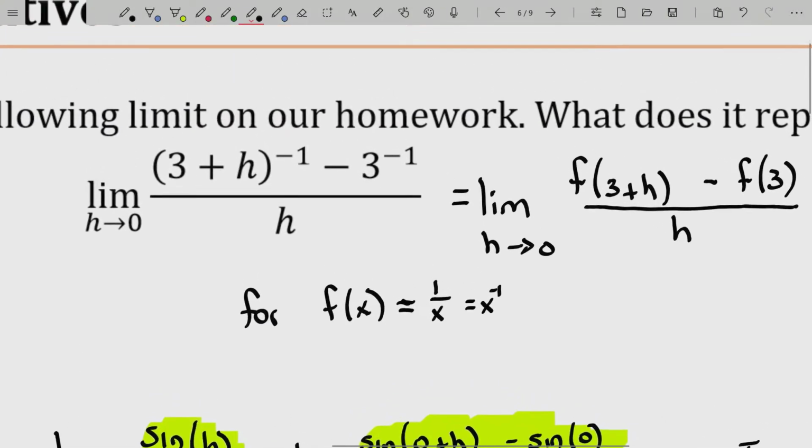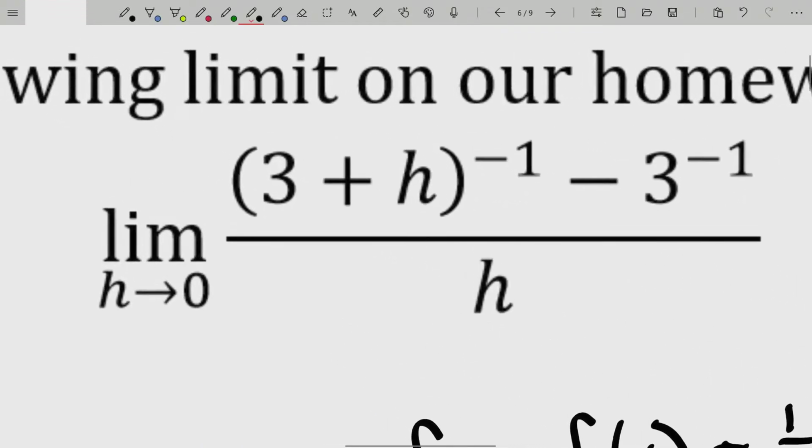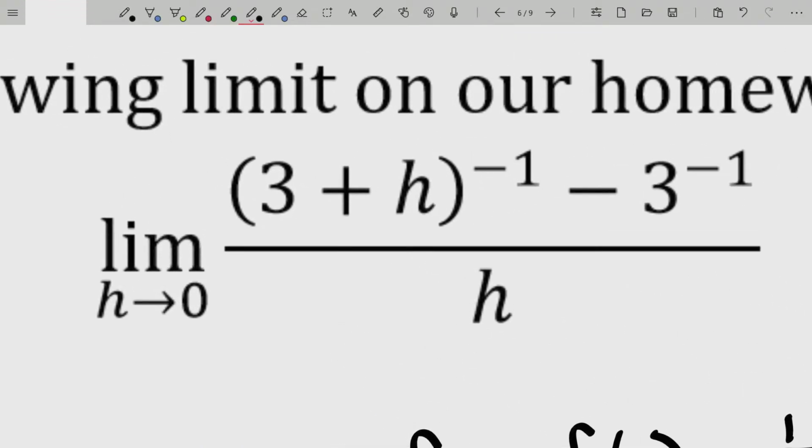Main thing to note here is when you're handed a limit like this, look for commonalities. Like this is definitely h approaching 0, so this immediately kind of rings a bell in my ear to say this is some type of derivative. And then I look at the numerator and I say, is that just a difference of the same function? Yeah, the function is x to the negative first. Okay, and where are we evaluating that? 3. Definitely 3. One's at 3, the other one's at 3 plus a wiggle. So this is the derivative of x to the negative first at 3.